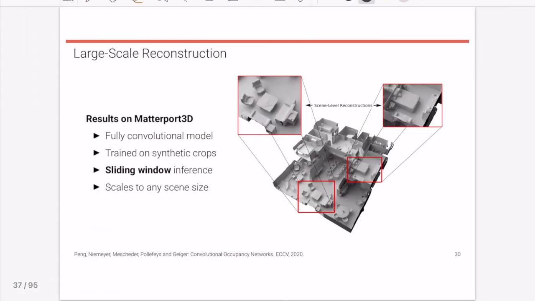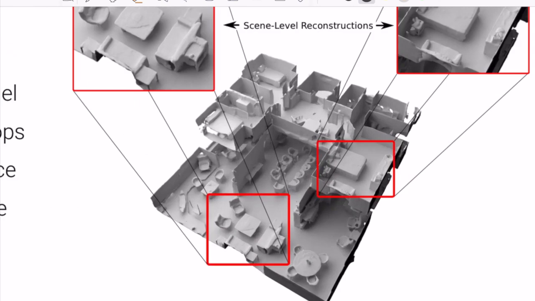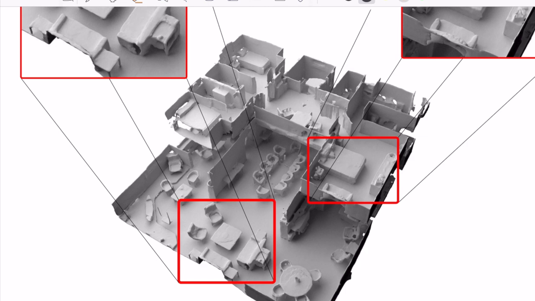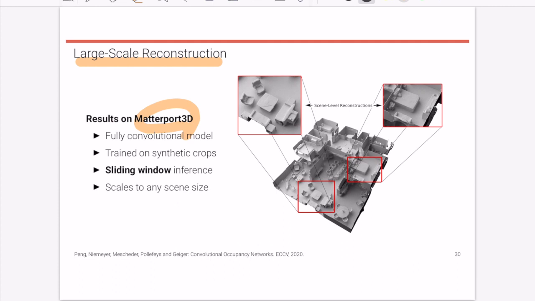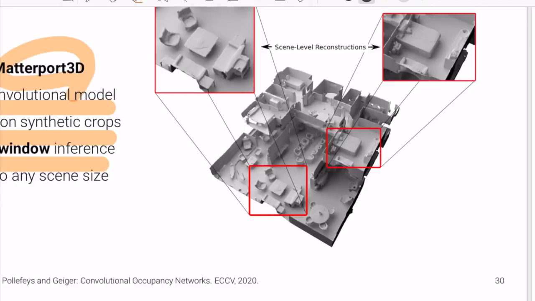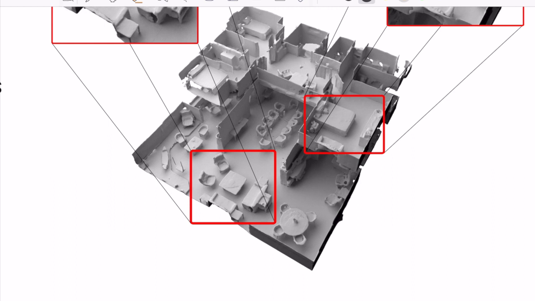The last one is for large scale reconstruction, like the Metaverse 3D. This is a highly large, detailed 3D representation, like say a building or one floor consisting of several rooms. Let's say here. Because this is a fully convolutional module, and this is trained on synthetic point clouds with sliding window inference, because it's really hard to directly reconstruct the full 3D world.